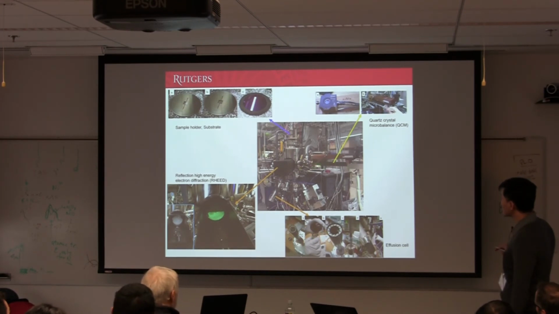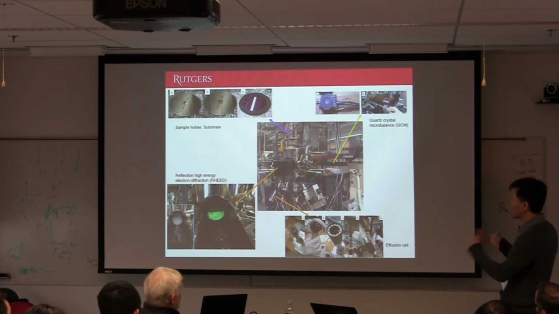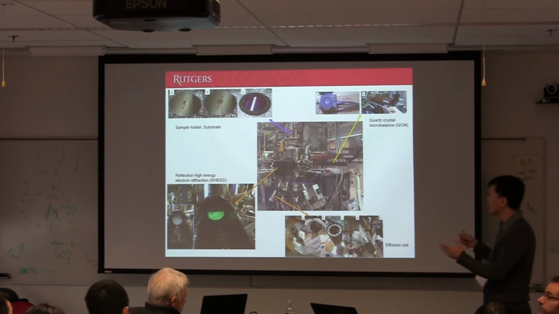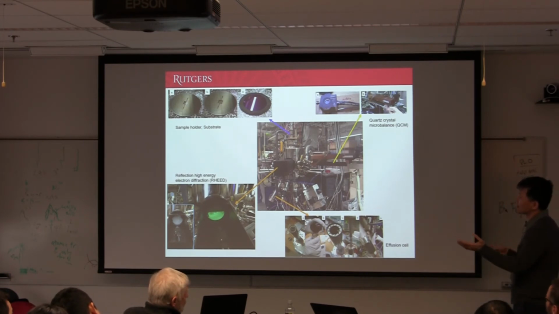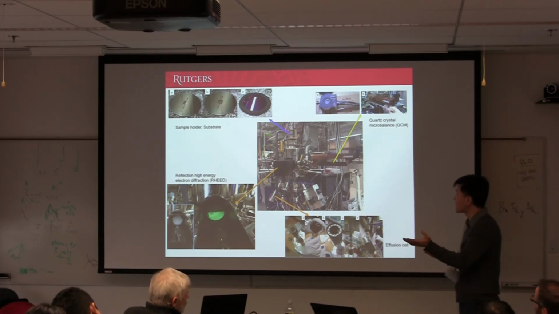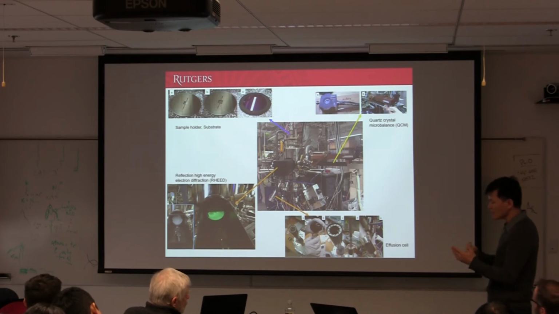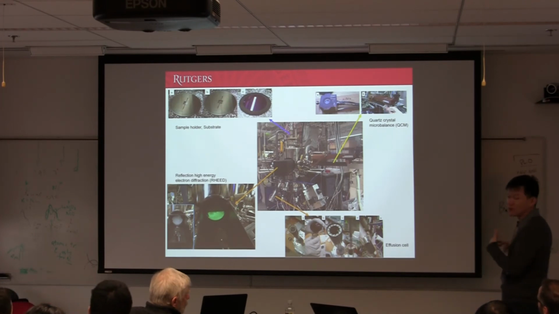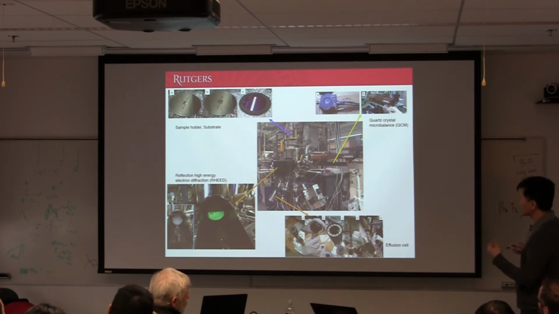Also, another thing we use is, because we want to measure the flux, we have to know how much we evaporate. In some other MBEs, like gallium arsenide MBEs, people use something called a beam flux monitor, but we don't use that. In our case, we use a quartz crystal microbalance.